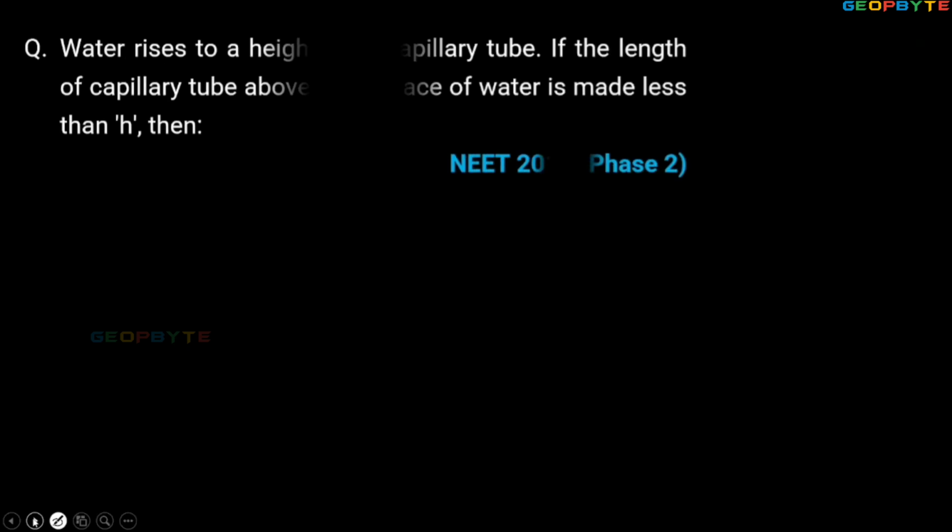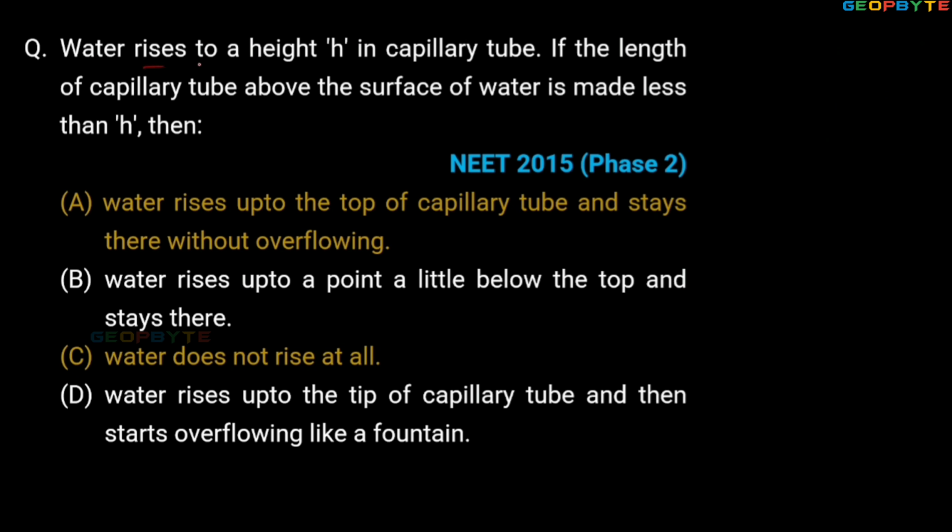Okay, look at the screen. It is asking like this. Water rises to a height h in a capillary tube. If the length of the capillary tube above the water surface is made less than h, dear friends, remember, even if the height of the capillary tube above the water surface is decreasing, water can rise up to the top of the capillary tube and stays there without overflowing. Therefore, option A itself is absolutely correct. That means even if the height of the capillary tube above the water surface is decreasing, water cannot overflow. Therefore, option A is absolutely correct.